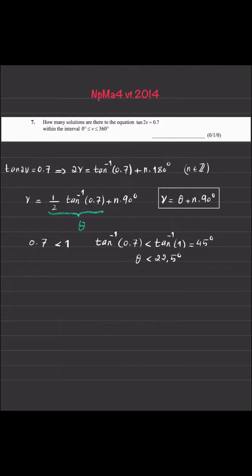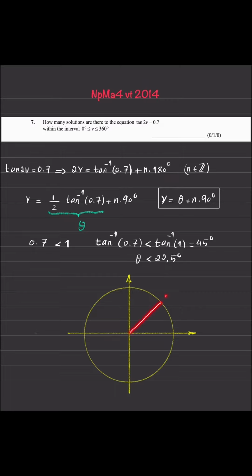So now I draw the unit circle for the continuation of the problem. This is the unit circle, and theta is an angle less than 22.5 degrees. For example, let us say that this is 45 degrees, the angle bisector, and if I divide this by 2 again, it becomes 22.5 degrees. So that angle is below this angle. Let us imagine that this is my angle theta.